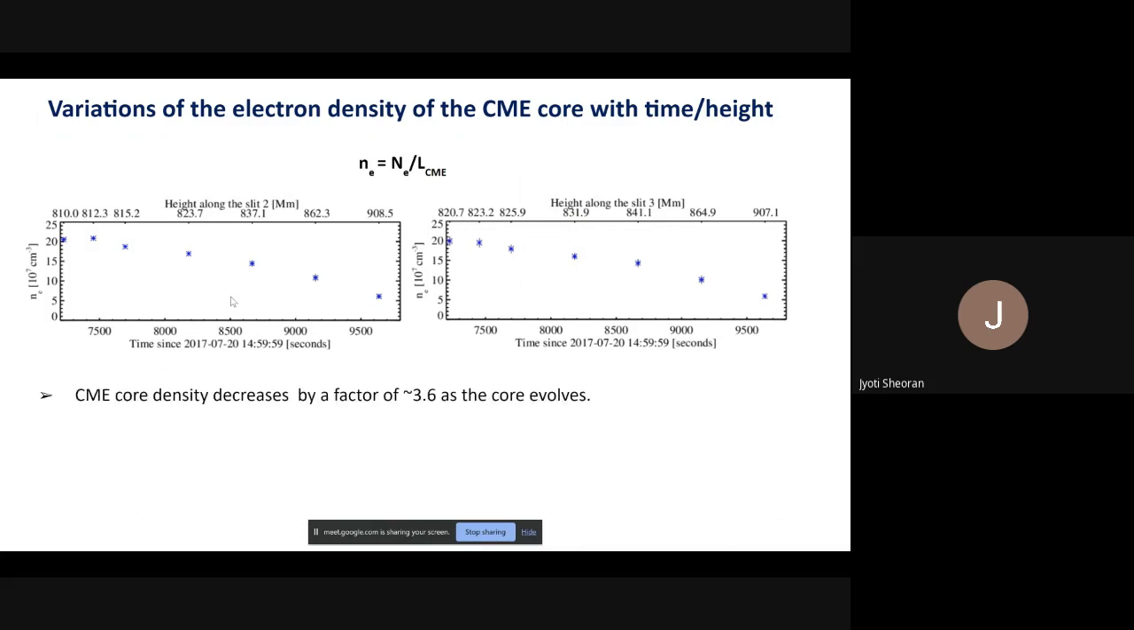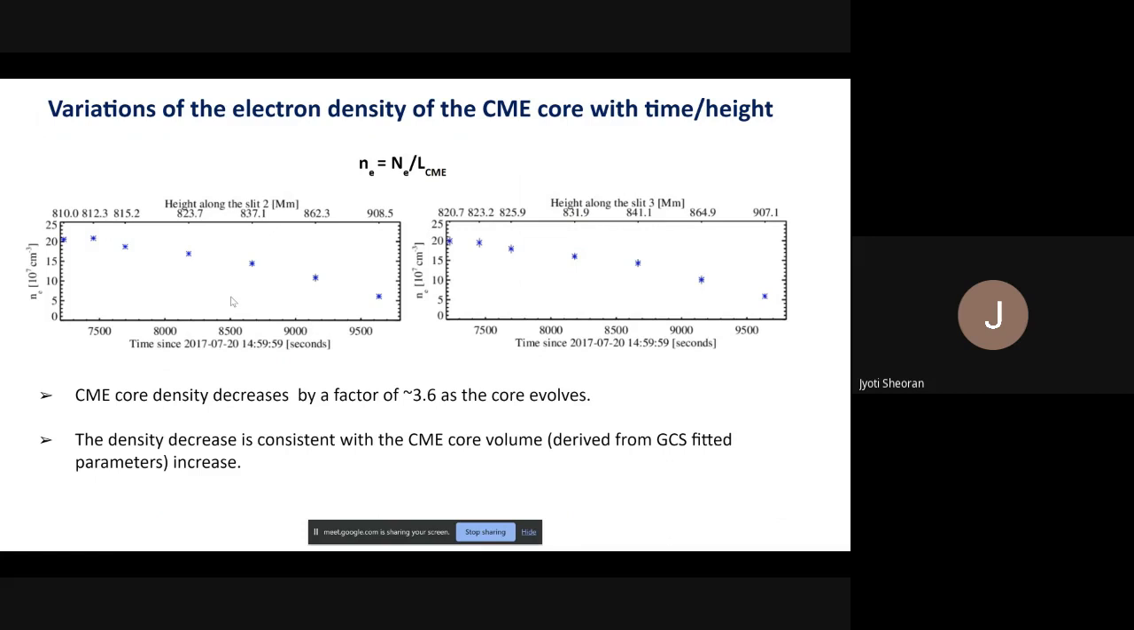So we found that the CME core density is decreasing by a factor of 3.6 as it evolves, and the density decrease is also consistent with the CME core volume increase, which we again calculated using GCS fitted parameters. The CME core density has values in the range from 5.85 to 20.85 times 10^7 per cubic centimeter.